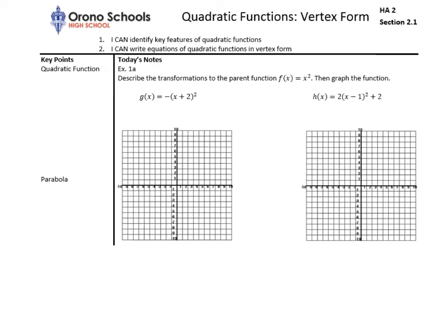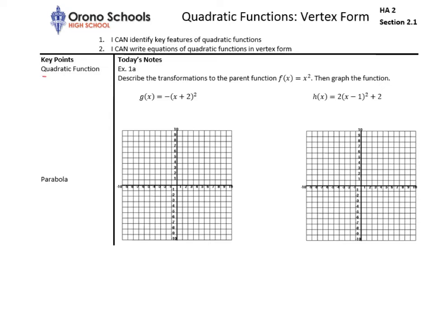Topic 2 is all about quadratic functions. In this topic, we'll look at different ways to write a quadratic function, different ways to graph it, and unique ways to solve. In 2.1, we'll look at vertex form. This is the type of quadratic function that's the most familiar to us. We'll identify key features and write equations.